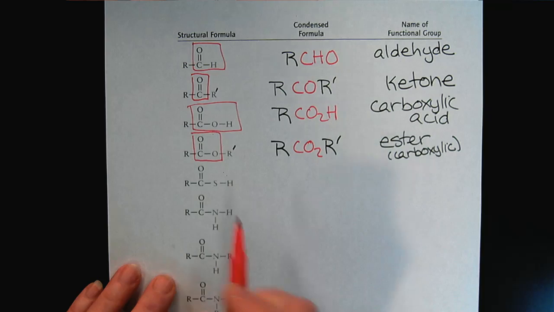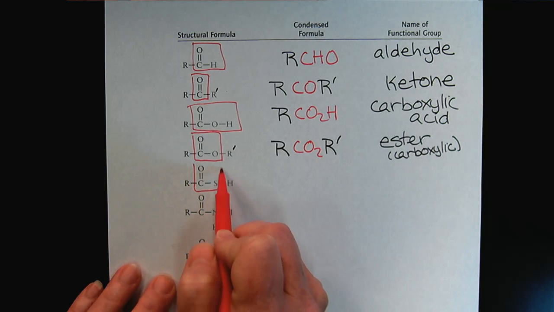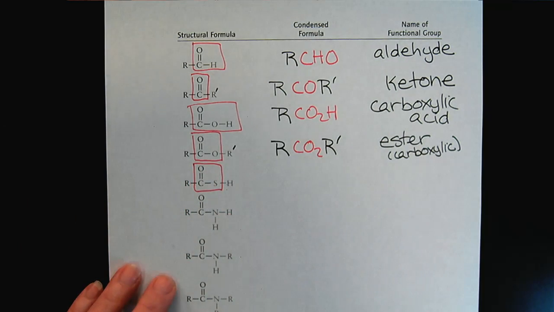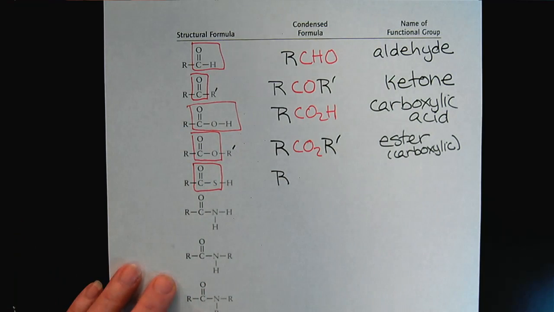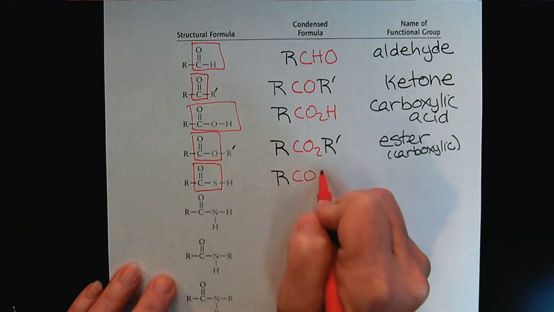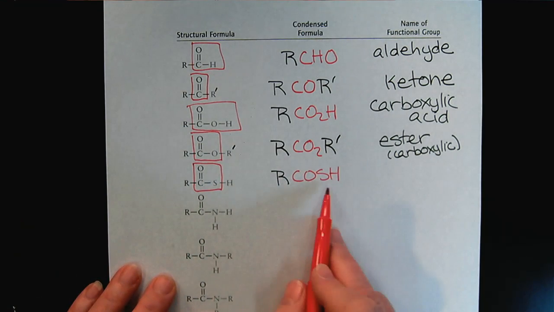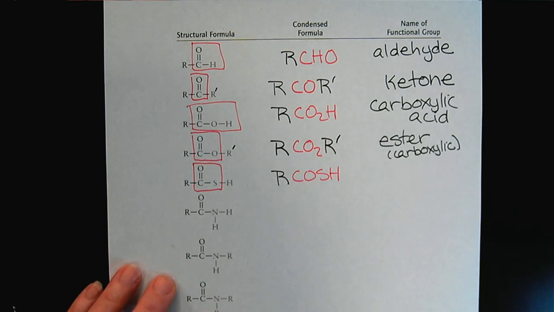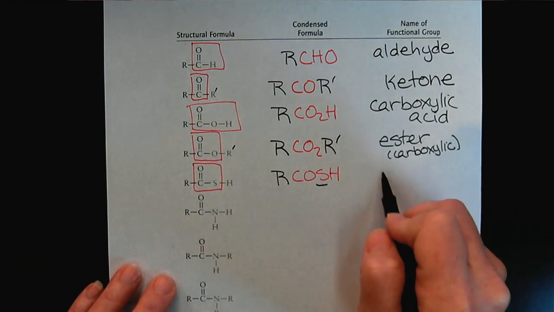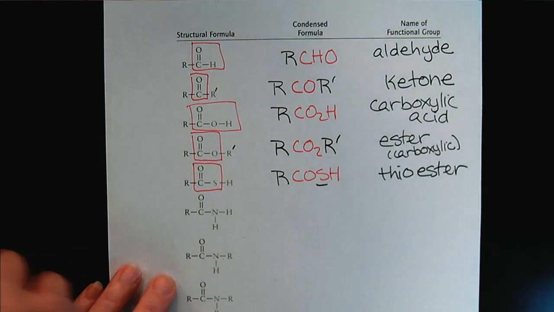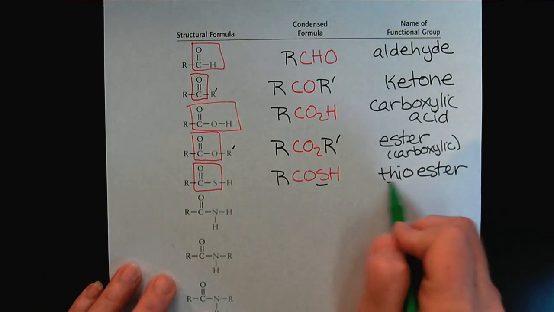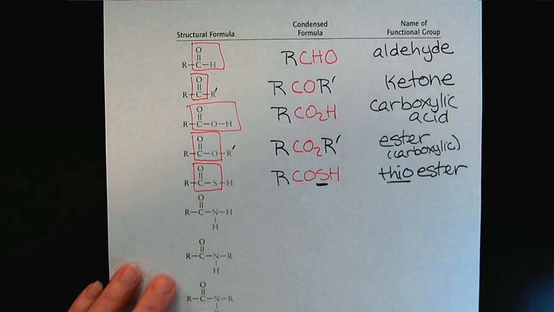Here's the first example. If we replace oxygen with sulfur, so we would have our R group, and now we would have COSH. So that would be an example of a thioester. Recognize that whenever you see the word thio, it's telling us that sulfur is present.